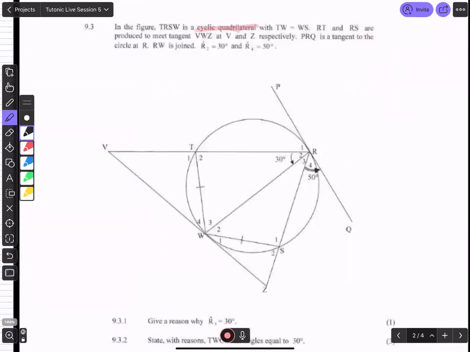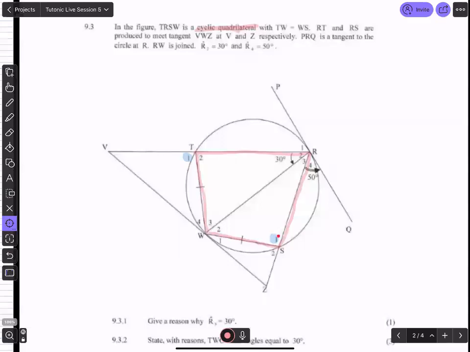So here's the cyclic quad. Right, so what is T1 equal to? T1 is equal to S1. Do you guys agree? Do you see it? Exterior angle equals the opposite interior angle. Okay, so just from them telling me this is a cyclic quad, I can really fill this out. And of course, T2 is just 180 minus.